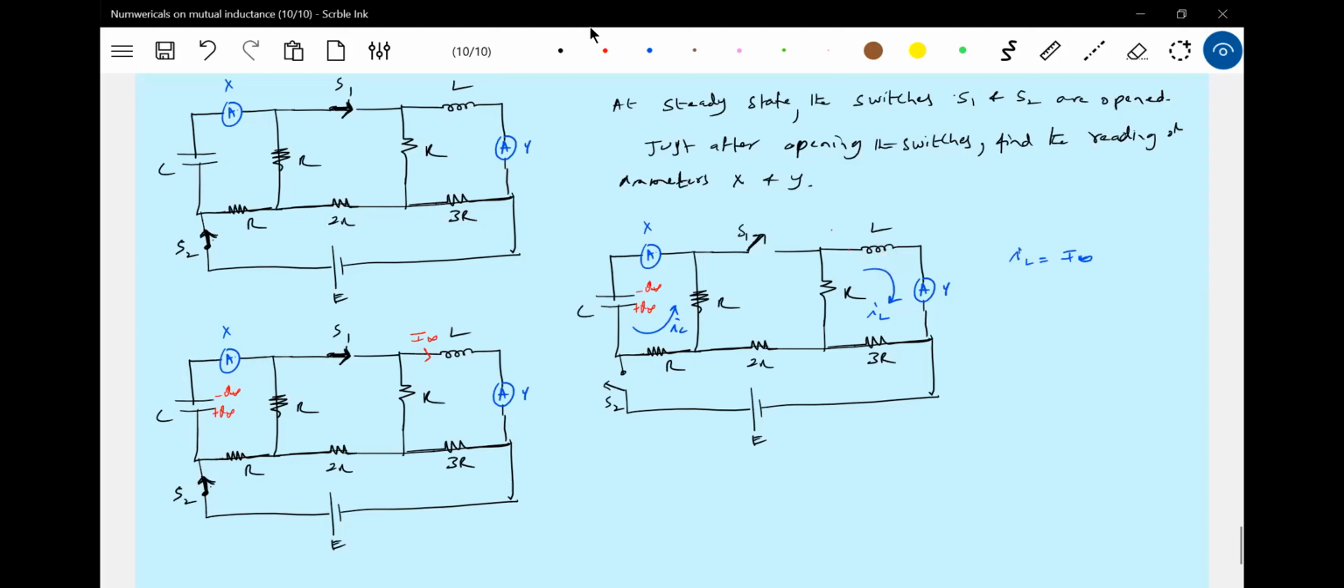The reason for that, according to Lenz's law, is that the direction of induced current is such that it should oppose its own cause. The steady state current starts decreasing. Therefore, the inductor will push the current in the same direction.